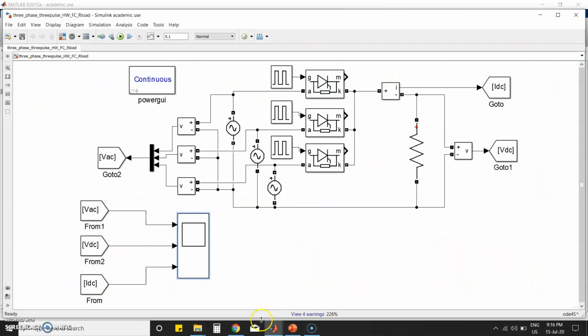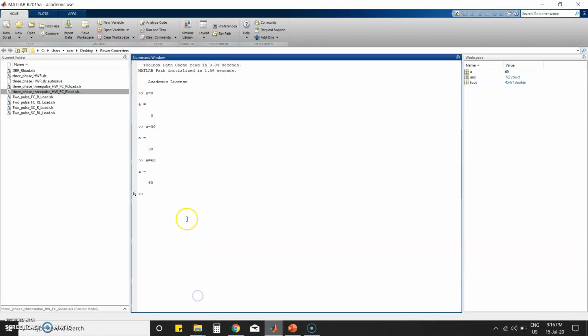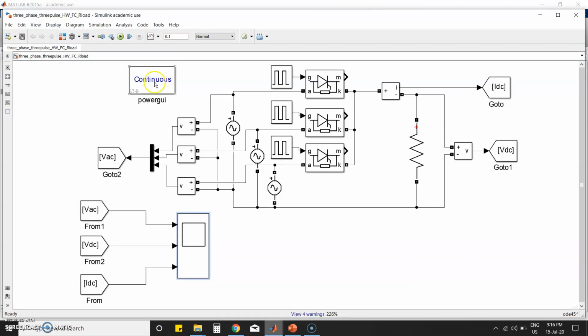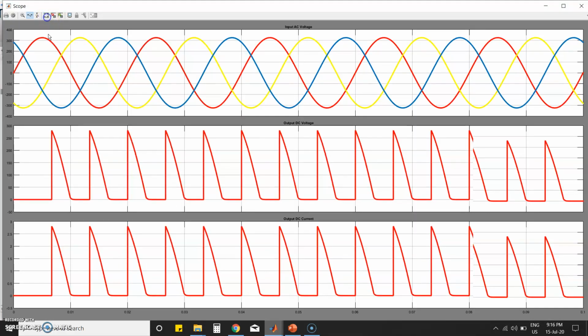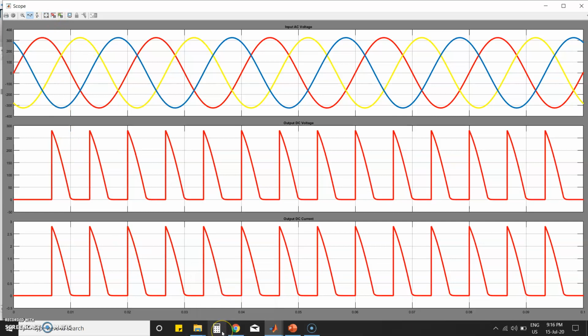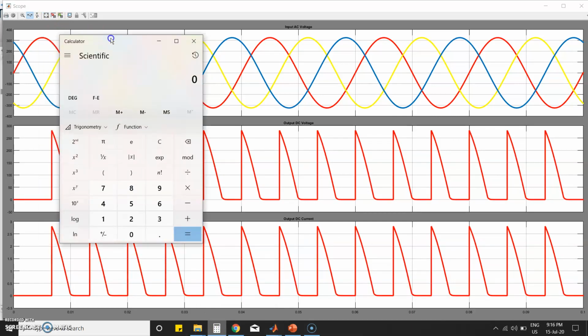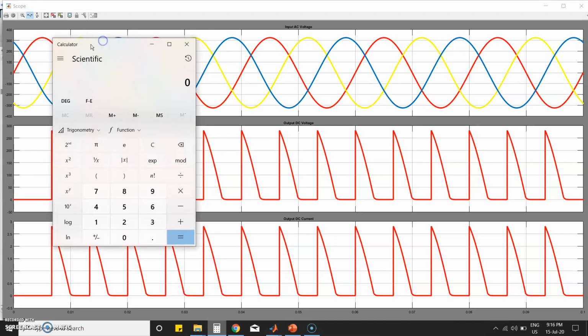Now again we will go for the firing angle A equal to 90. Now it moved to 120 degrees. You can see the graph, how the voltage is getting lower. If you see the graph, it is starting to trigger at this point. Sorry for showing this calculator to see the difference in the firing angle.